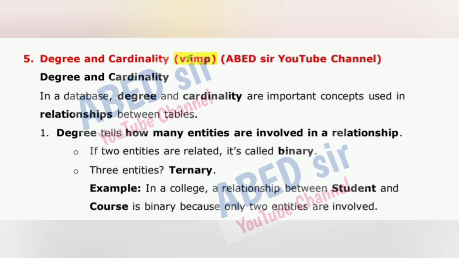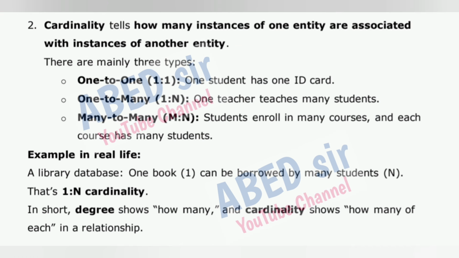In a database, degree and cardinality are important concepts used in relationships between tables. 1. Degree tells how many entities are involved in a relationship. If two entities are related, it's called binary. If three entities, ternary. Example, in a college, a relationship between student and course is binary because only two entities are involved. 2. Cardinality tells how many instances of one entity are associated with instances of another entity.